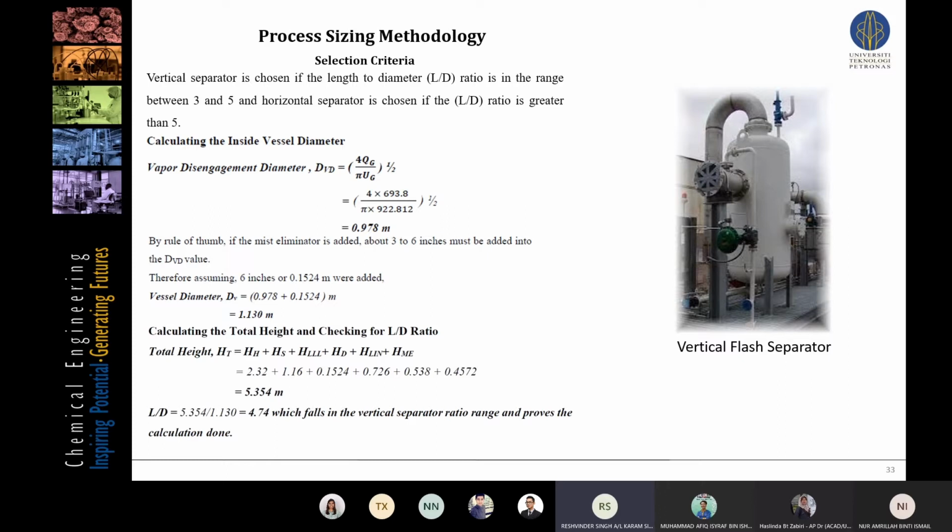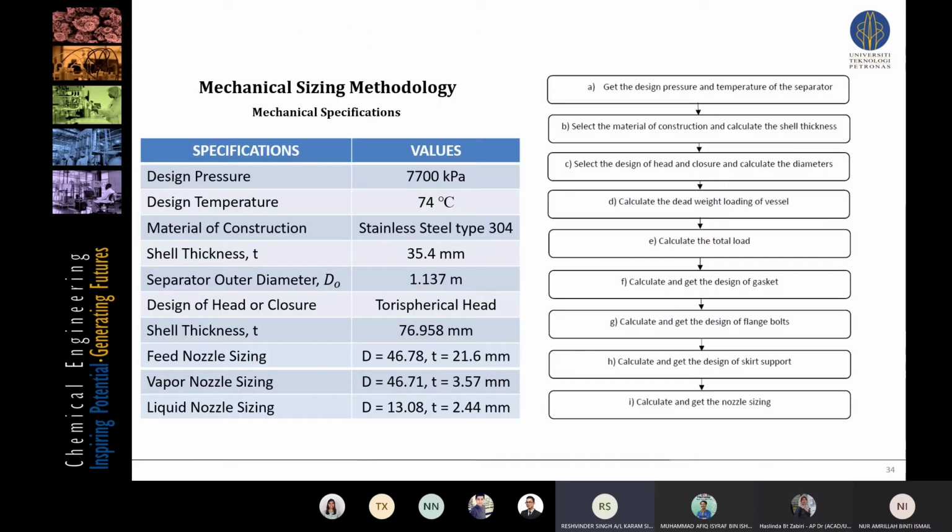And then the L/D ratio gave about 4.74, which proves the calculation as the range falls between 3 to 5, which is the perfect range for a vertical separator. Any range above 5 is for a horizontal separator. Now moving on to the next slide.